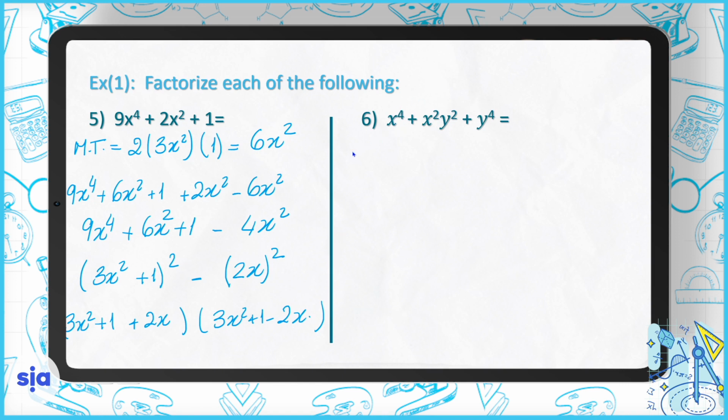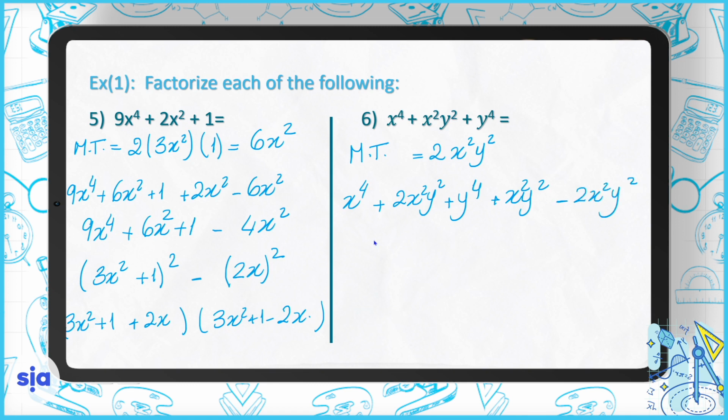Question 6, the same idea. Yes, we're going to find the middle term, which is 2 times the square root of the first one times the square root of the second one. So here what we're going to do is add the middle term once and subtract it another time. So x power 4 plus 2x squared y squared, which is the middle term, plus y power 4. Here what we have is x squared y squared from the question minus the middle term. Don't forget to subtract the middle term.